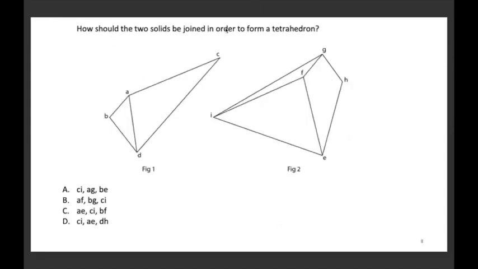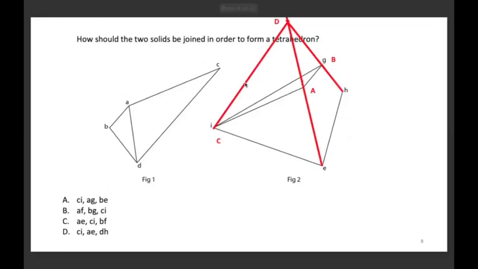How should the two solids be joined in order to form a tetrahedron? You have to form a tetrahedron. You have to identify how will these two solids join. Okay, we'll solve this now. When you complete the whole tetrahedron in figure 2, this is how it will look like. So C और I एक साथ आएगा, A और F, this is F. What you see this point, this is F. A और F साथ में आएगा और B और G साथ में आएंगे. So the correct answer here is option B.